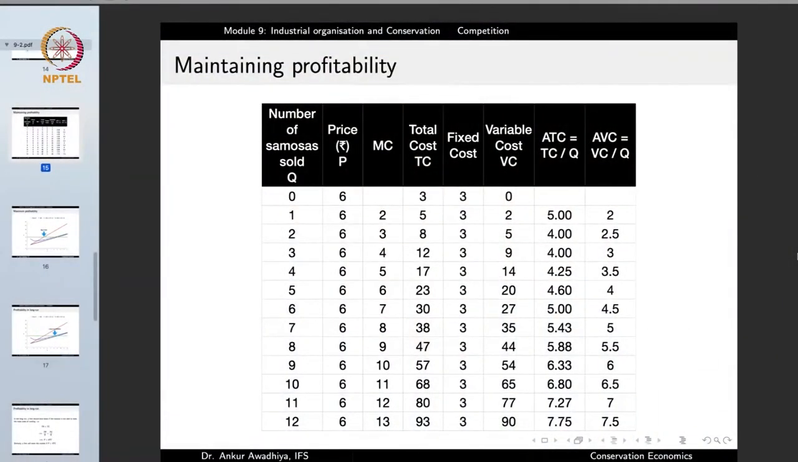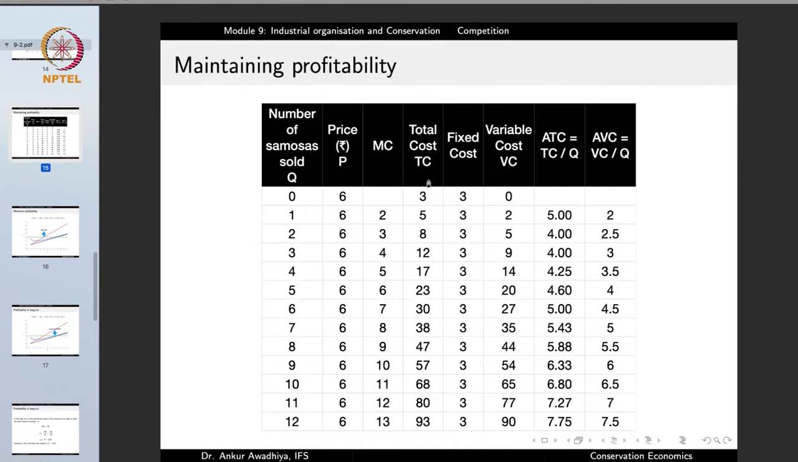So if you look at this chart, we have the number of samosas that are sold, the price, and the price is fixed. The marginal cost increases. The total cost also increases. The fixed cost is fixed. And fixed cost is given by the total cost for zero production, which is 3 rupees.